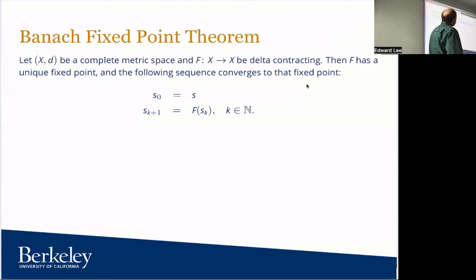Then if you have a function that is delta contracting, then it turns out that the function has a unique fixed point, and interestingly enough, you can find that fixed point in a constructive way by starting with any arbitrary guess about what the signal is, and then applying the function over and over again. That's weird. So let me show you how this works with a concrete example.